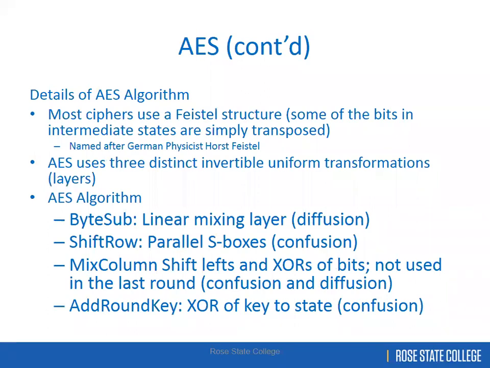All right. Details. It says most ciphers use a Feistel structure, which means some of the bits in the intermediate states are simply transposed, named after the German physicist Horst Feistel. It uses 3 distinct invertible uniform transformation layers, and we're going to walk through all these. Okay, we're going to walk through byte sub, shift rows, mix column, and add round key. You're going to be fine in all of them but mix column. That's the only one that's a little confusing. This is probably the most technical out of all of them. You really need to walk through the demo one first. Okay.